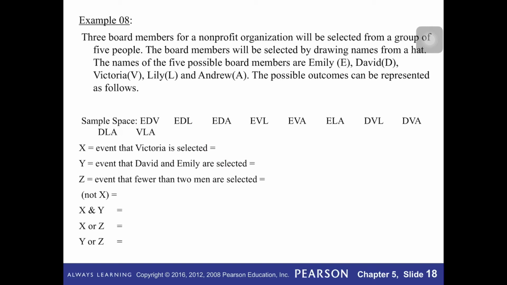Okay, a non-profit organization will be selected from a group of 5 people. Who are they? Emily, David, Victoria, Lily and Andrew. Possible outcomes can be represented as follows. The sample space is given, you don't need to think about that. How many? 1, 2, 3, 4, 5, 6, 7, 8, 9, 10. So there are 10 total outcomes.